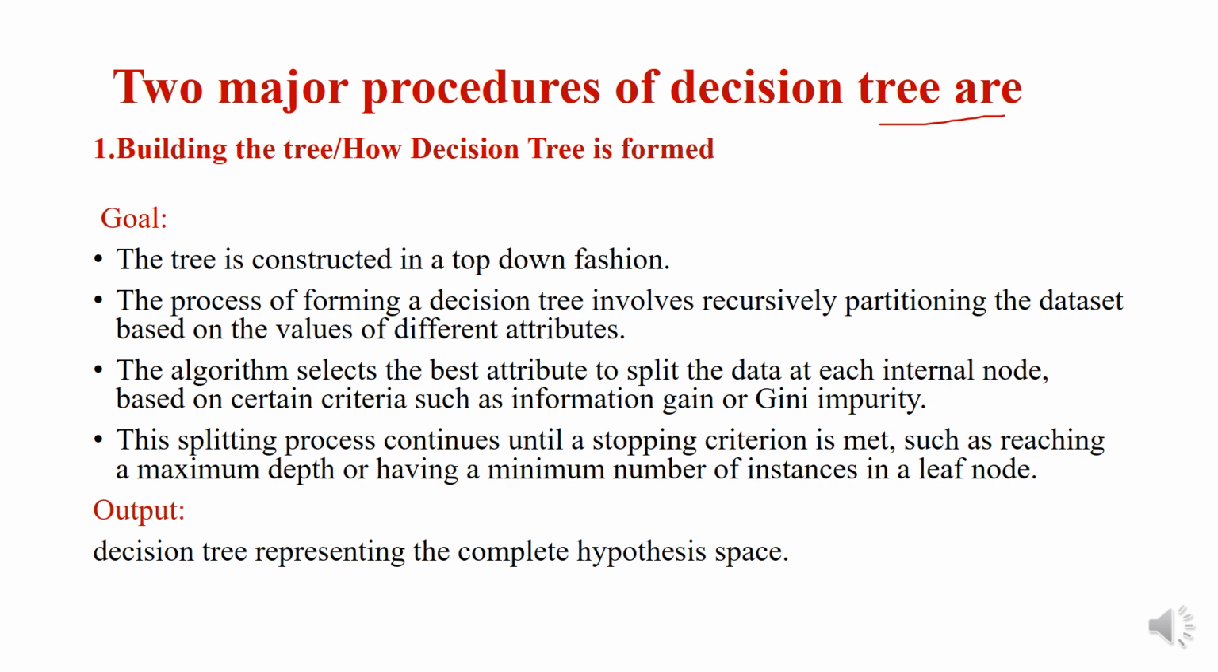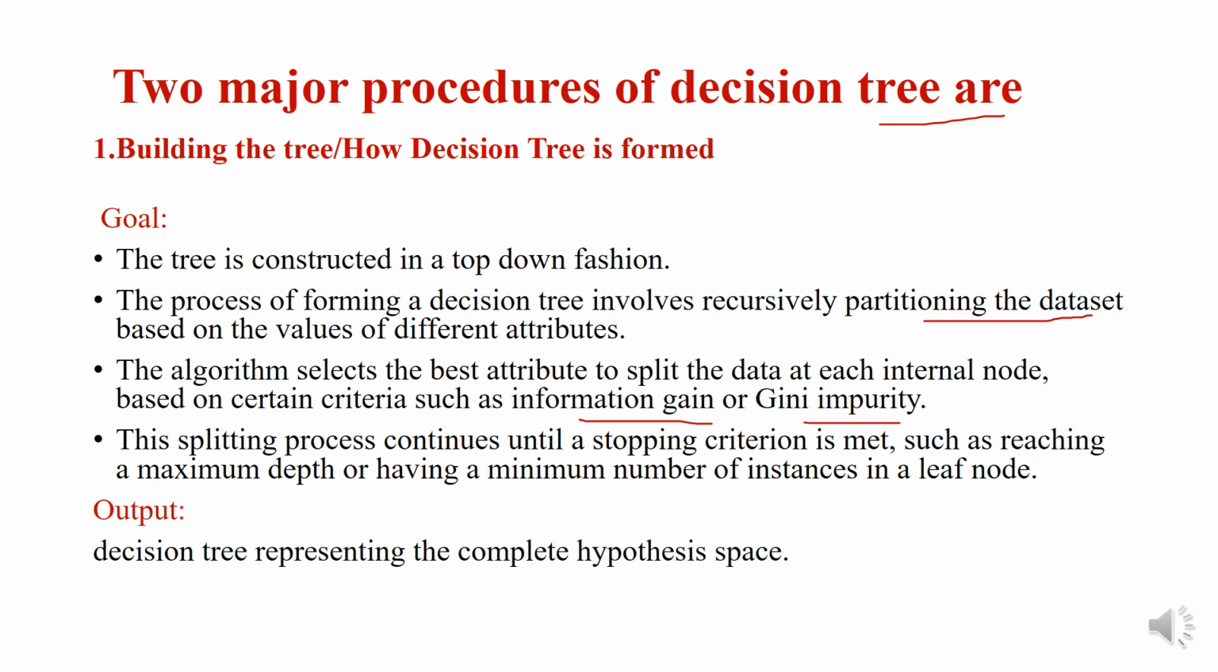First is that we have to build the tree. Okay guys, then what is the goal? The tree is constructed in a top down fashion. The process of forming a decision tree involves recursively partitioning the data set based on the values of different attributes. So the algorithm selects the best attribute to split the data at each internal node based on certain criteria such as information gain or Gini impurity.